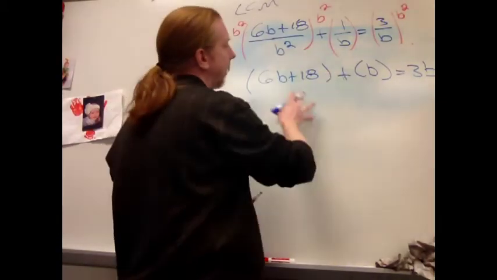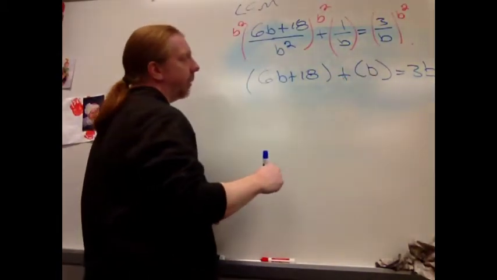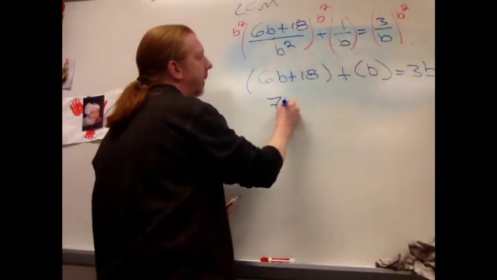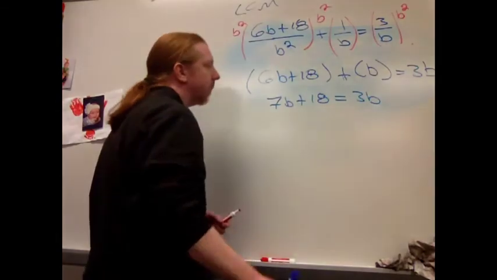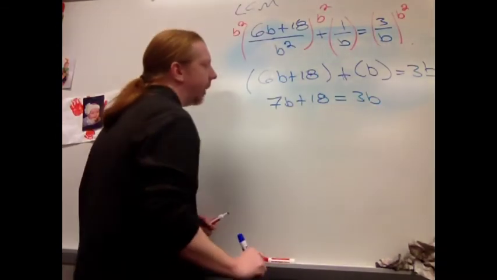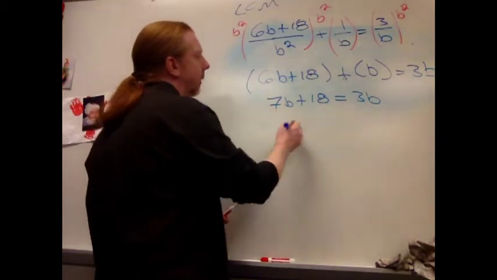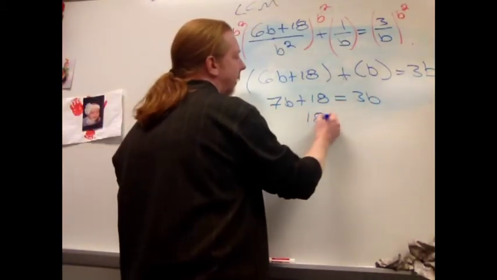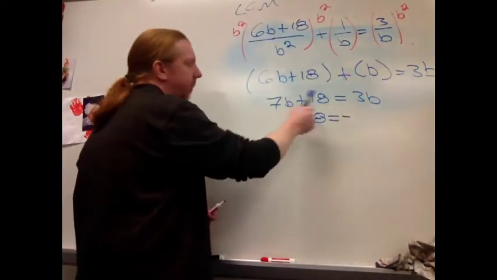I'm going to combine like terms on this side. Now the plus, don't worry about any sign changes. So that gives me 7b plus 18 is equal to 3b. Subtract that from both sides. So I'm going to subtract off that 7b. That's going to give me 18 is equal to a negative 4b.